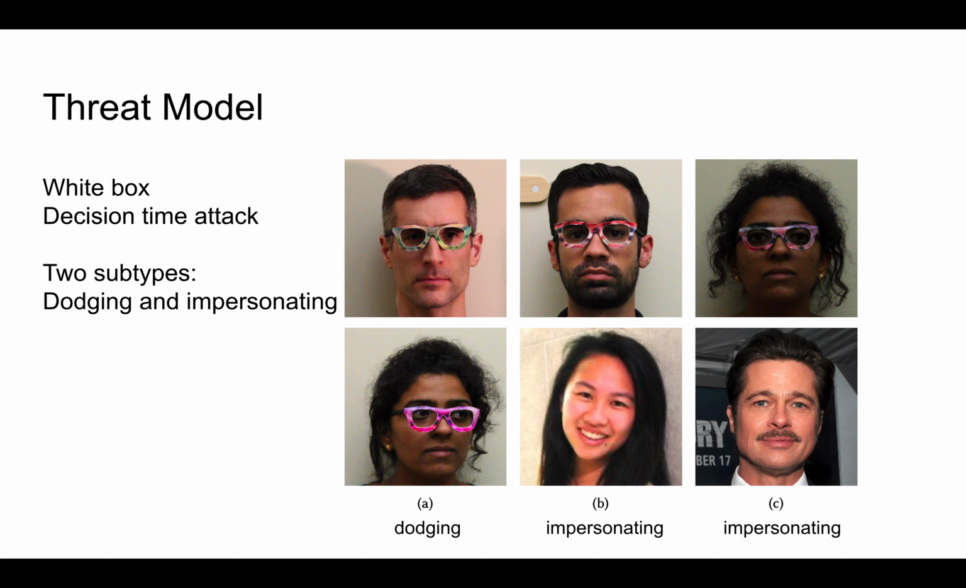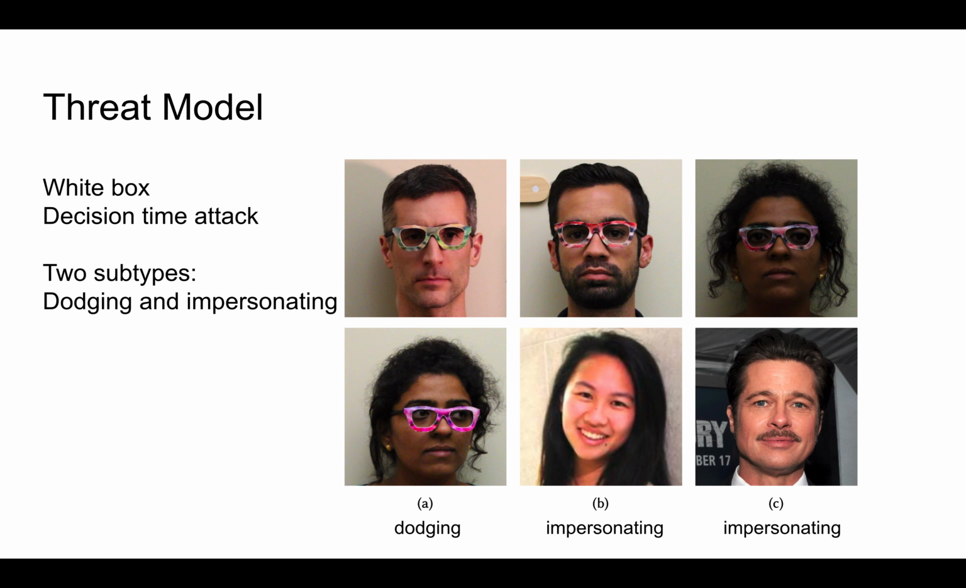As we can see, the dodging attack in column A is that when an attacker wears these glasses, the model will not recognize the attacker as who he is. For example, if one is a famous person wearing this kind of dodging glasses, the facial recognition model will not be able to recognize that guy as someone famous.